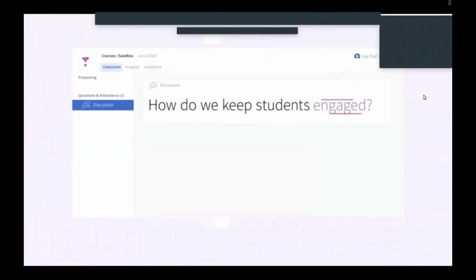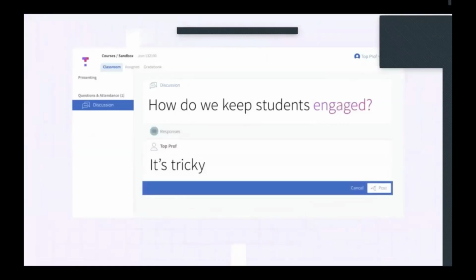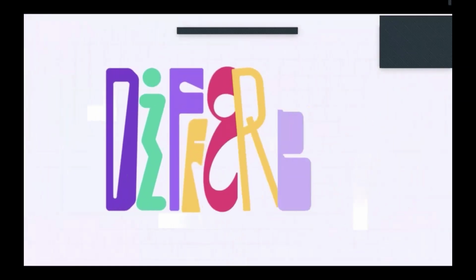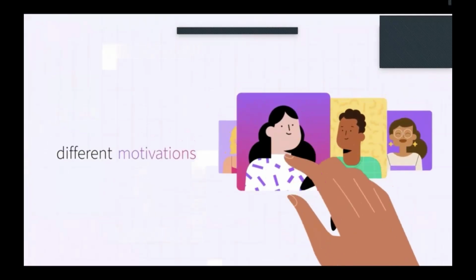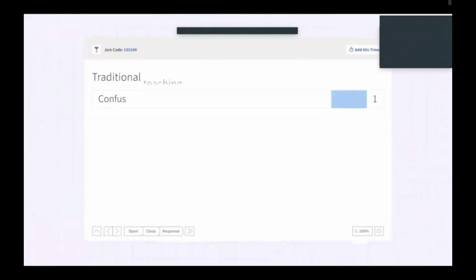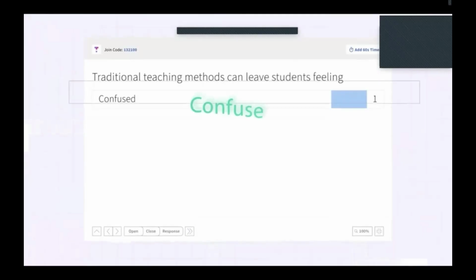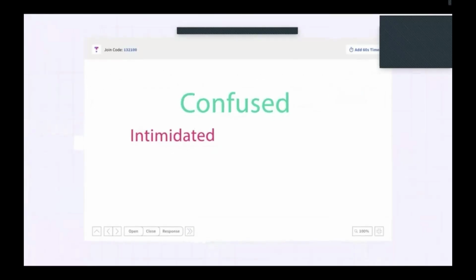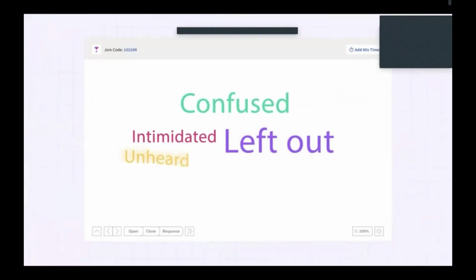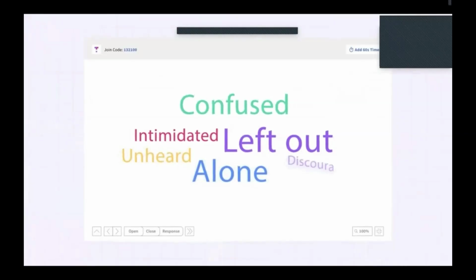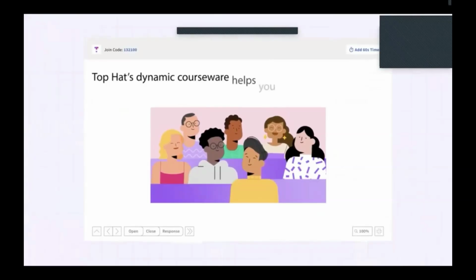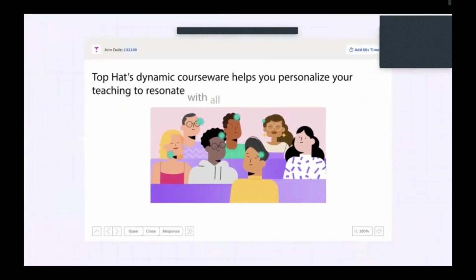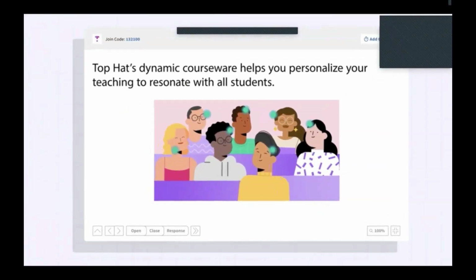How do we keep students engaged? It's tricky because every student is different. Different backgrounds, different experiences, and different levels of motivation. Traditional teaching methods can leave them feeling confused, intimidated, left out, unheard, alone, discouraged. Top Hat's dynamic courseware helps you personalize your teaching to resonate with all students.